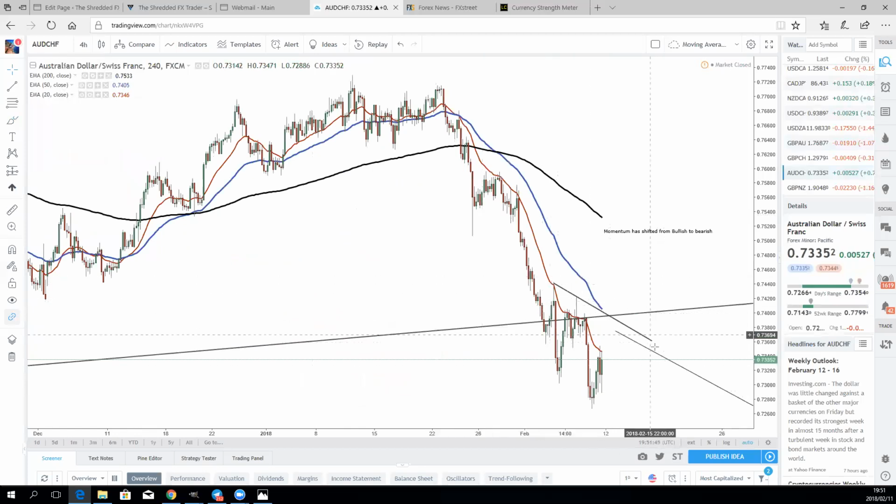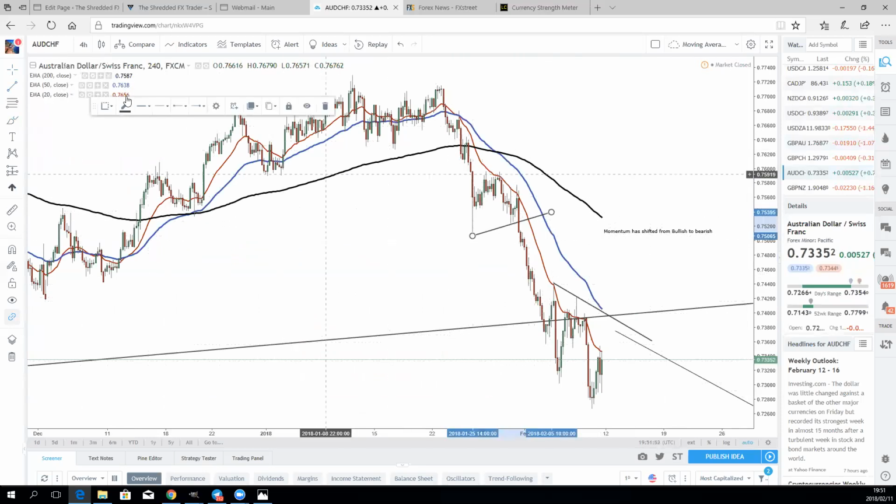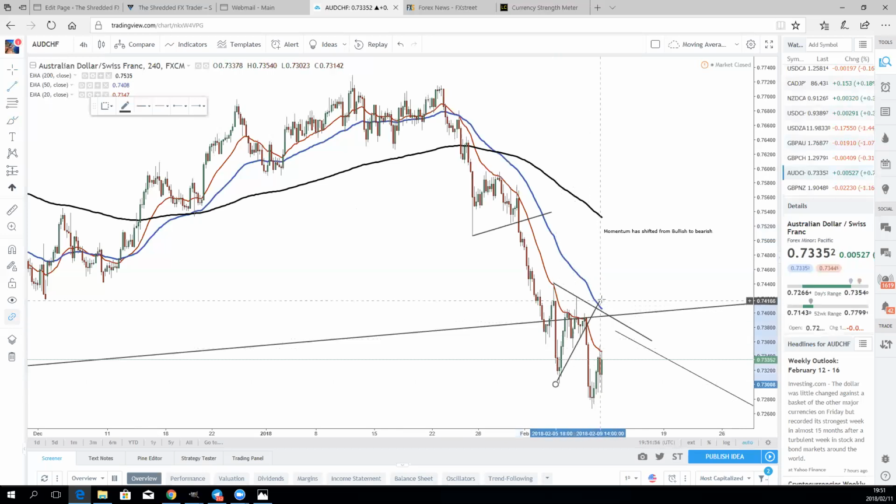Again, you can see the setups we're looking for. Looking for short positions on each break.